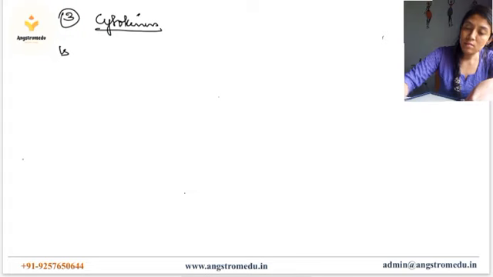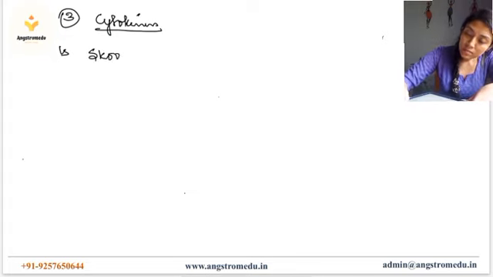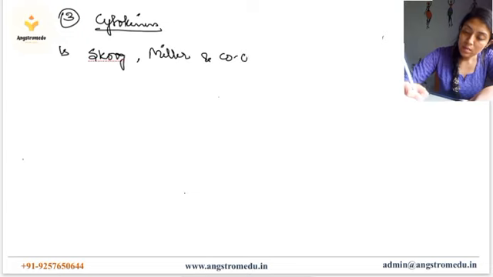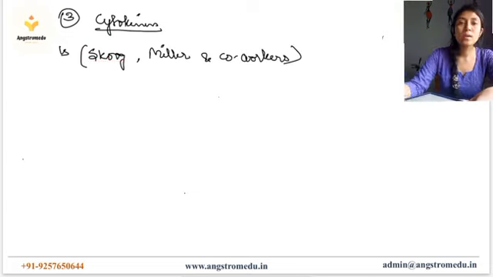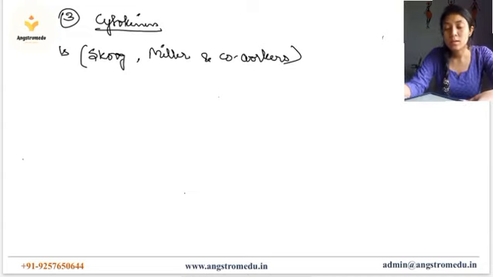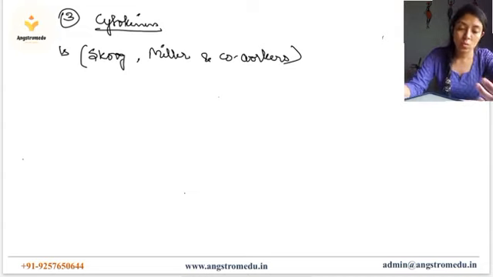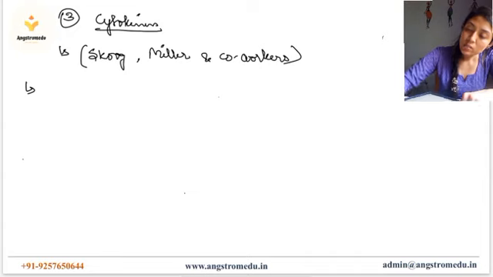Cytokinins, these are the third PGRs. Cytokinins were discovered by Skoog, Miller and co-workers. Okay, cytokinins were discovered by these three scientists and their co-workers. Cytokinins were previously known as kinetin.